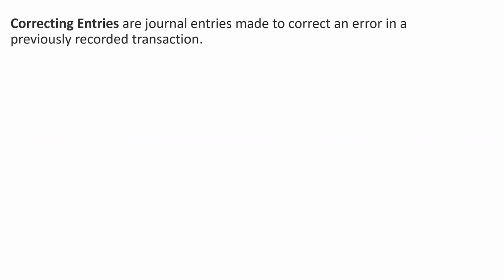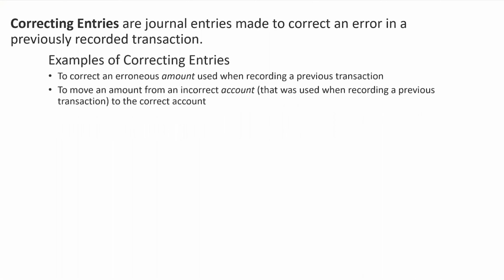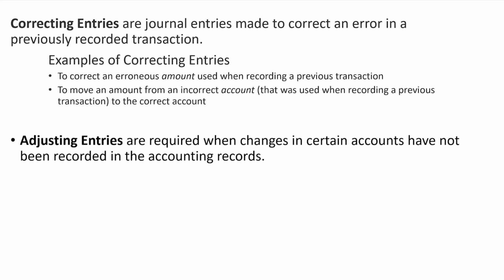Correcting entries, where we're correcting errors, are journal entries made to correct an error in a previously recorded transaction. And we had a few examples where we were correcting erroneous amounts made in a previous transaction and moving an amount from one account to another. There are other examples, but these are just a few, right?